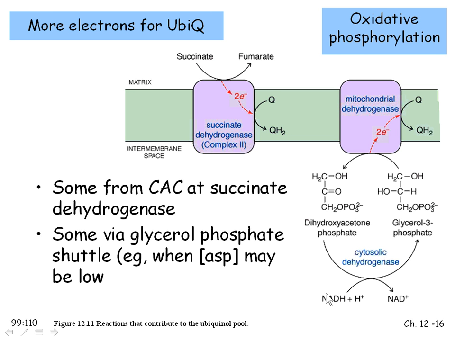Another source of electrons for ubiquinone can be from the cytoplasm, where there may be NADH generated through various processes. And they can get shuttled in through the glycerol phosphate shuttle, in which you again have these sort of reversed oxidations and reductions. But the net effect of it again is to move electrons to ubiquinone, to make ubiquinol.